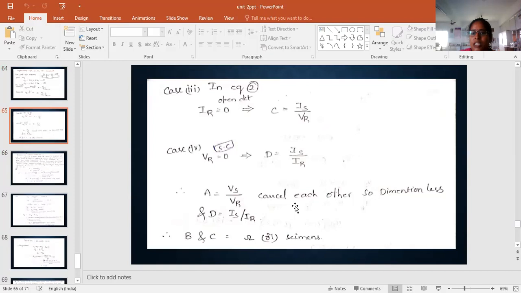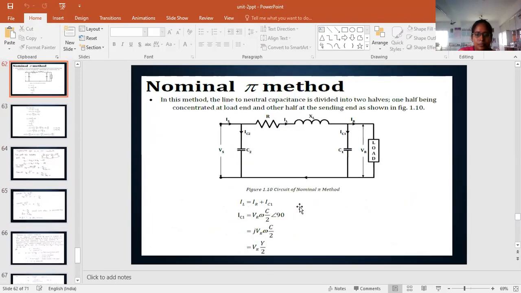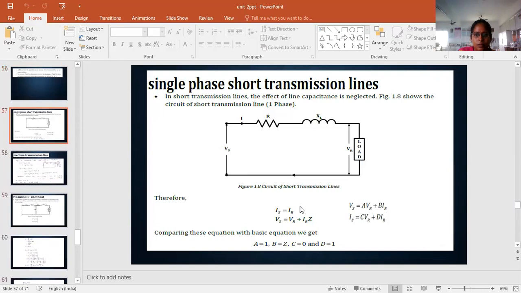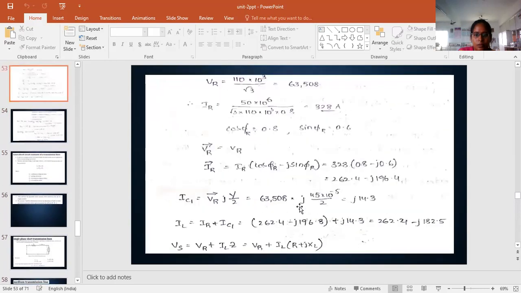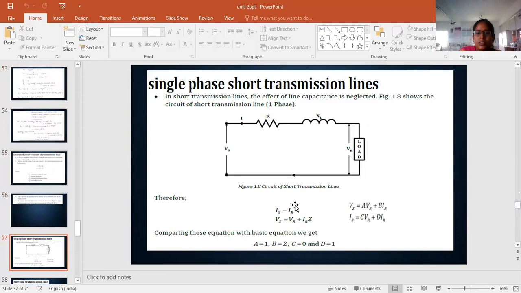And for short transmission lines, the nominal T method and the nominal pi method, we can derive the ABCD parameters. And the problems also we can do for every method, okay? Same method, same directions, okay? Same derivations are done here, okay?